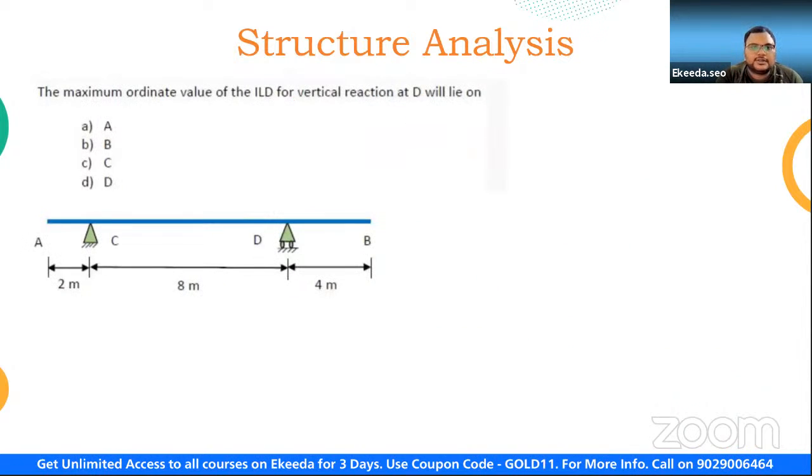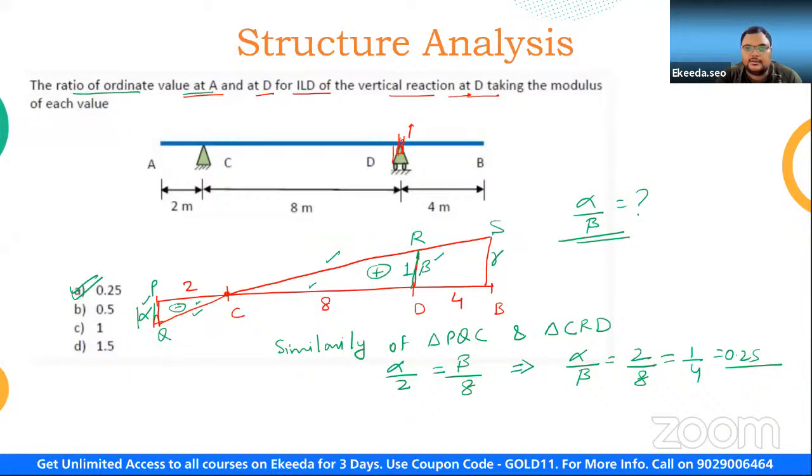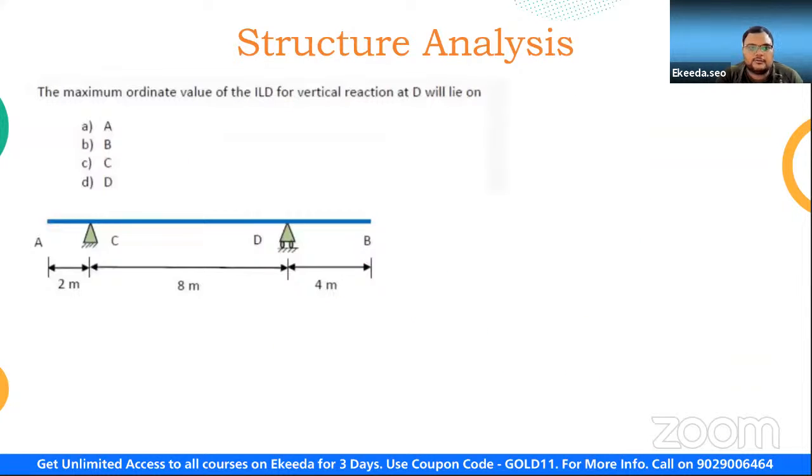Shall I take one more question, or shall I not take one more question? Okay. See, this question is for the similar diagram only that we have solved here. So let us try to solve this question also. What it is saying is the maximum ordinate value of the ILD for the vertical reaction at D will lie on.